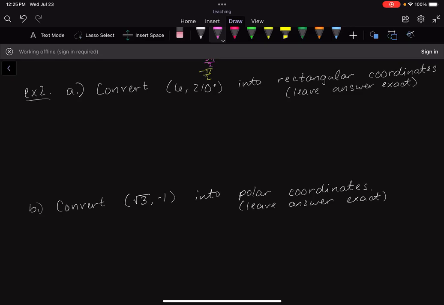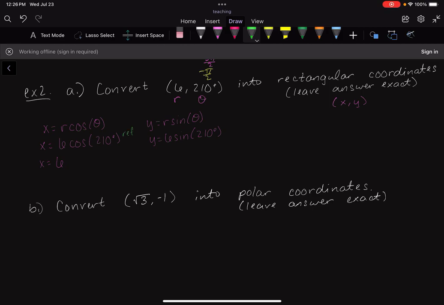So for part A, I'm being given something with an angle. That means I'm being given r and theta, and I'm being asked for rectangular coordinates, so I'm being asked for x comma y. So I'm going to use my formulas. I know that x is equal to r cosine theta, y is equal to r sine theta. So I'm just plugging in. So x is equal to 6, and then cosine of 210.